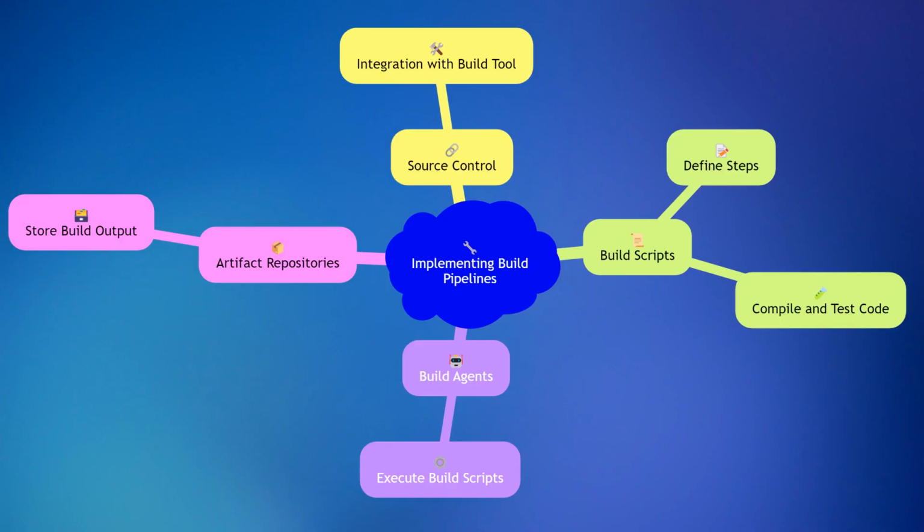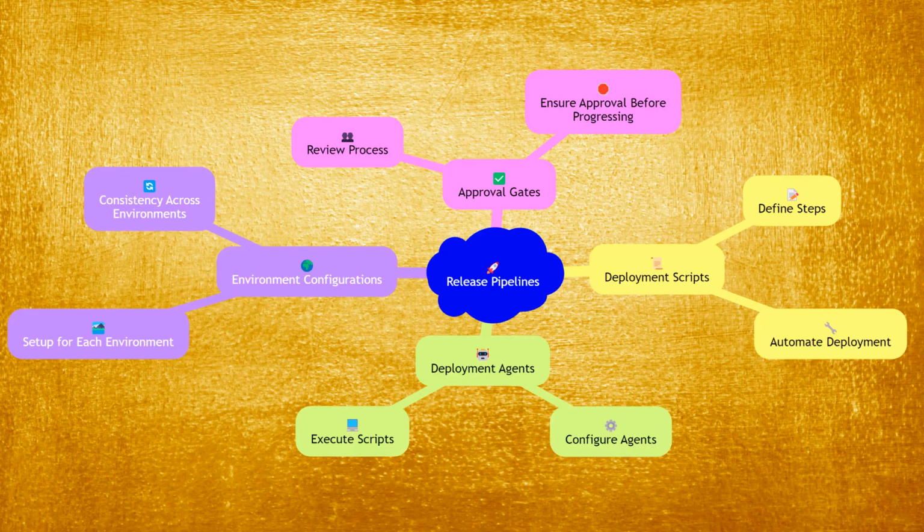Implementing build pipelines involves setting up source control, defining build scripts, configuring build agents, and setting up artifact repositories. Start by integrating your source control system with your build tool. Next, create build scripts that define the steps to compile and test your code. Configure build agents to execute the build scripts, and set up artifact repositories to store the output of the build process.